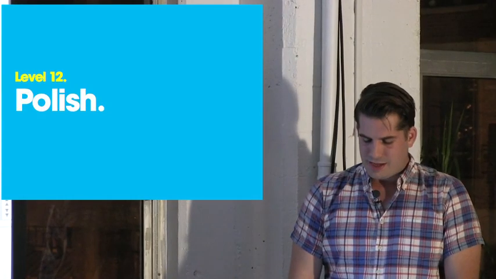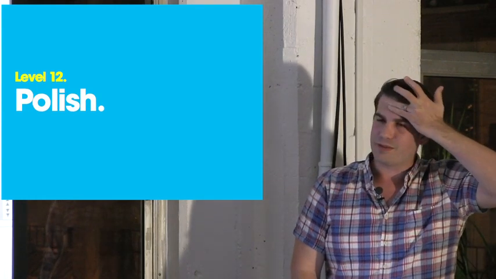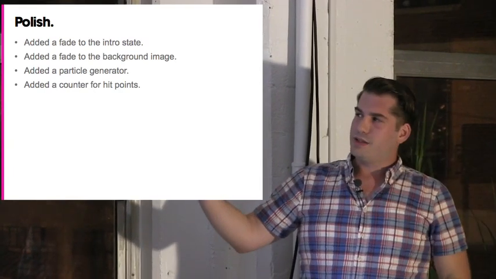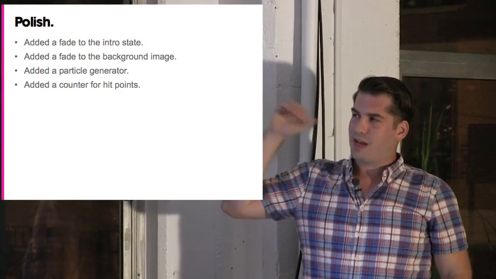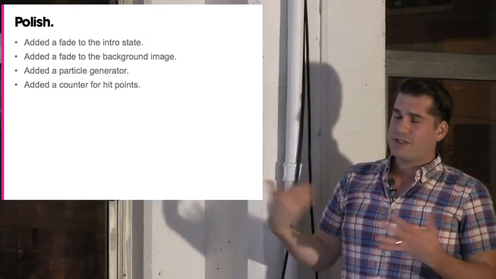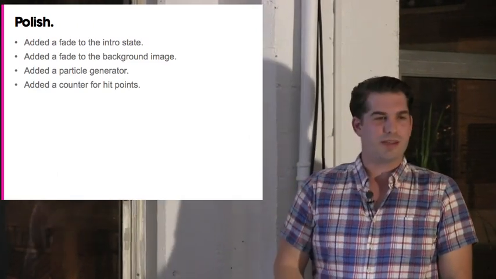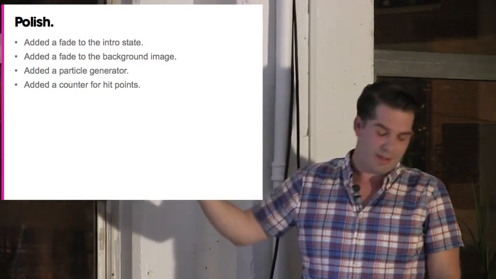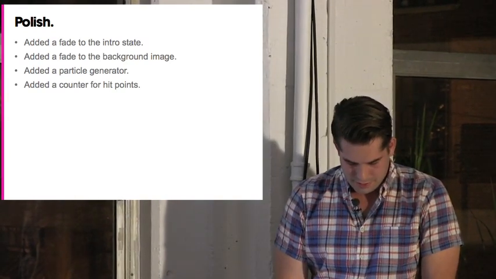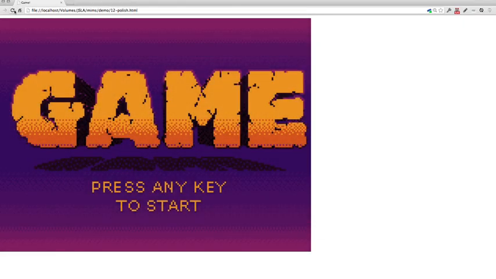Last step, there are no particular features that we're adding. I just added a bunch of miscellaneous stuff here. I added a fade in to the intro screen. I added kind of just an effect to the background image. I added a particle generator behind your avatar, so now it has little sparkles that follow it. And I added a counter for hit points, and now you can actually lose by getting hit too many times. This is kind of our final version of the game. So you saw that animation come in.